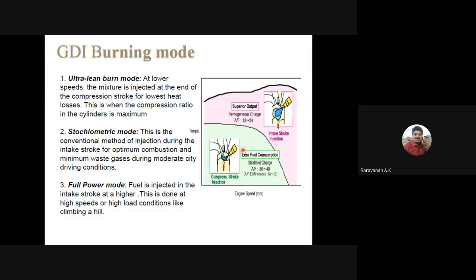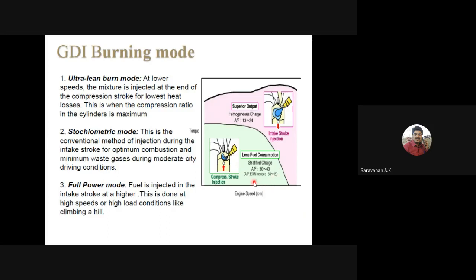Due to this ultra lean mixture, ultra lean combustion will surely be there. If it is lean combustion, the fuel consumption will be very low. Here you can see the air fuel ratio will be 30 to 40.